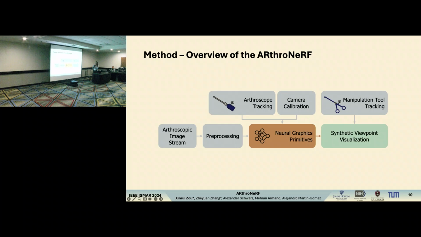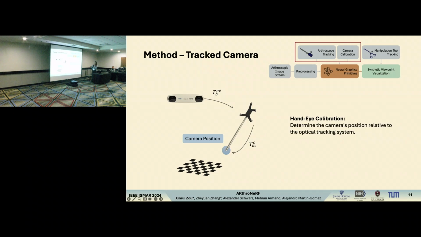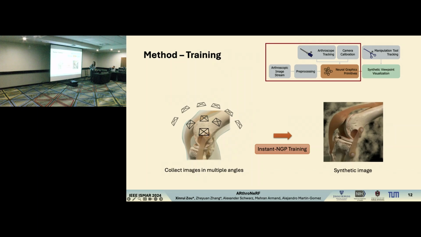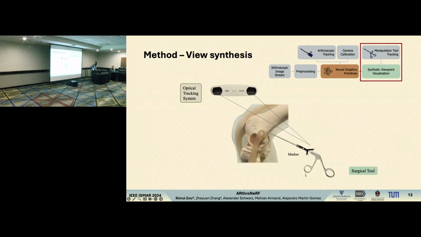And how can this idea be integrated into our approach? Here is the overview of the method. Firstly, we will do the hand-eye calibration to determine the camera position relative to the optical tracking system. After that, we use the arthroscopic imaging and tracked camera position to train the Instant NGP. Next, we will also attach a passive marker to the tool. This allows us to generate a viewpoint from the tool's perspective.